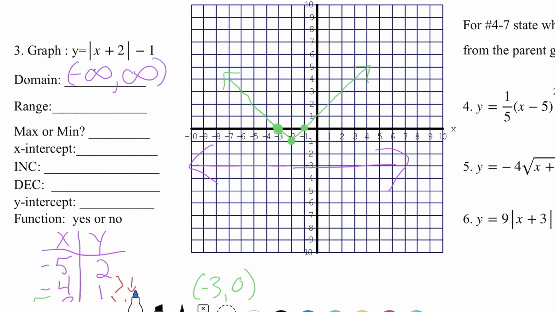Then our y values. Our smallest y value is at -1. There is a point there, so it is included. And then we're going to go up forever. So we have a greatest y value of positive infinity. Then we have a max or a min. Well, we can pinpoint our smallest point, and that smallest point is located at -2, -1.